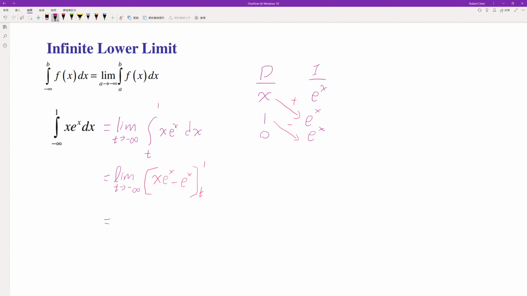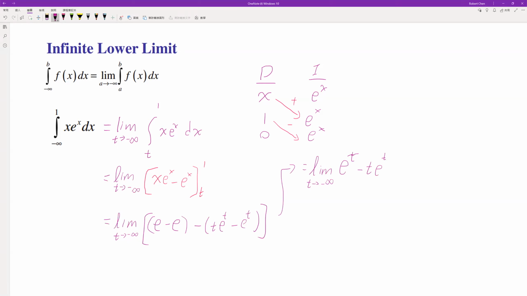All right, here we go. Limit. And let's see what we have here. We have 1 times e minus e, and then minus t e to the t minus e to the t, like that. So that's 0, right? So we have the limit as t approaches negative infinity, and I'm going to put this minus in, so I have e to the t minus t e to the t.